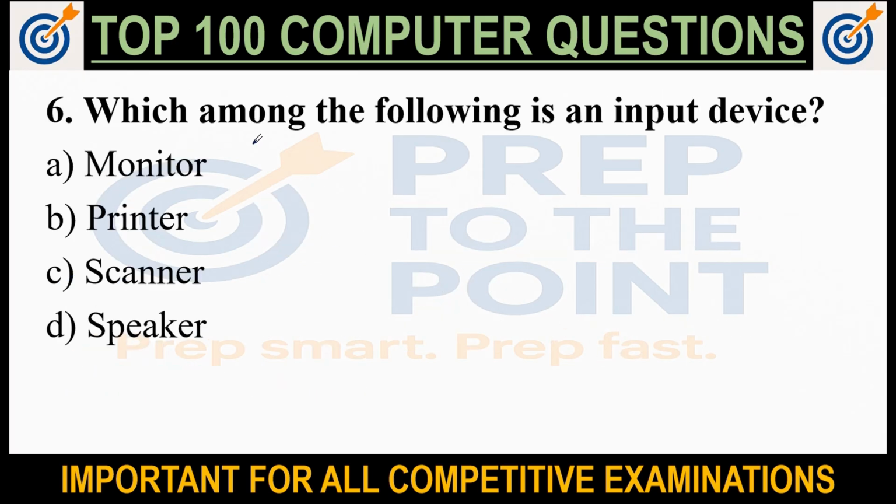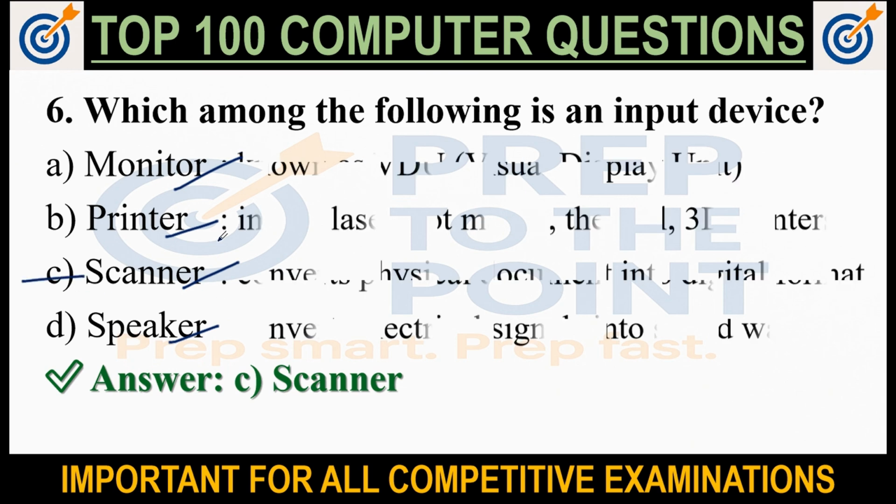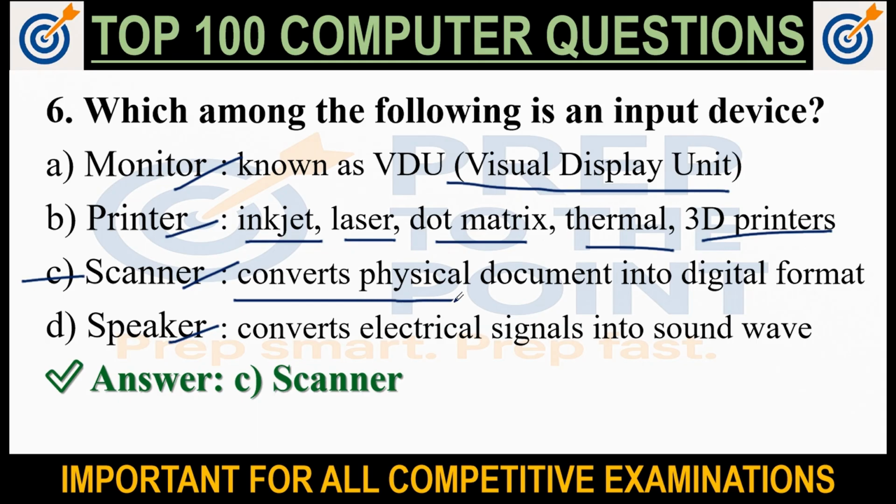Which among the following is an input device? Monitor, printer, scanner, or speaker? The answer is scanner. Monitor is known as VDU, which means visual display unit. There are various types of printers like inkjet, laser, dot matrix, thermal, and 3D printers. A scanner converts physical documents into digital format, and a speaker converts electric signals into sound waves.